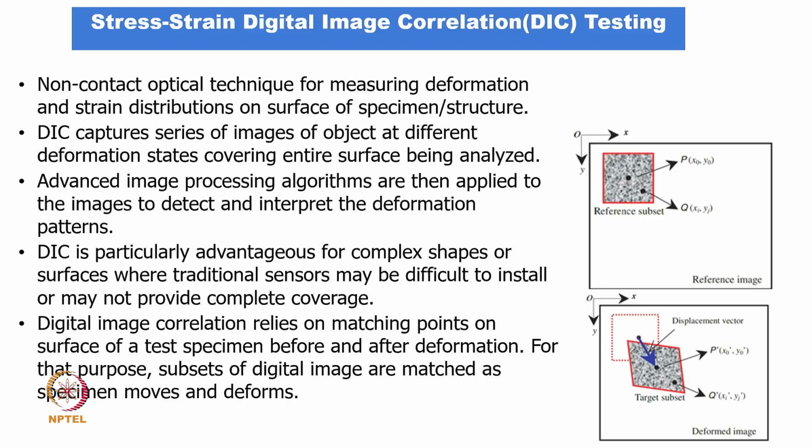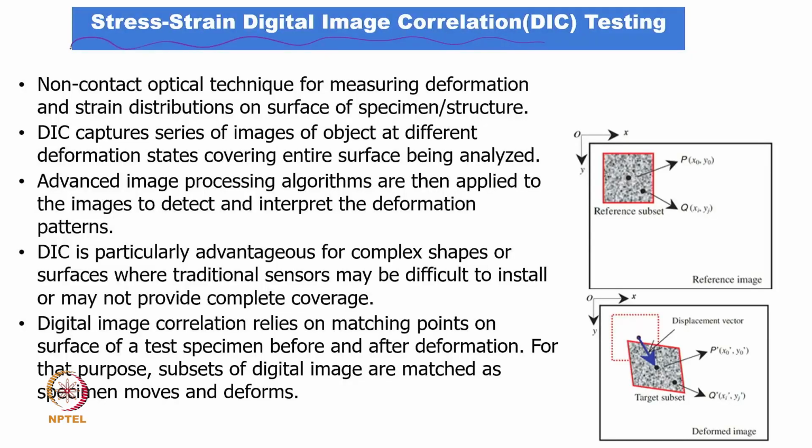Now, this is what we have covered. There is another, maybe the last, NDT technique which we are covering in the course, which is stress strain digital image correlation. It is as such not a new technique. Instead of putting the sensor like in acoustic emission, we say that a sensor very near to the damage, where the damage is initiated, will be very good.